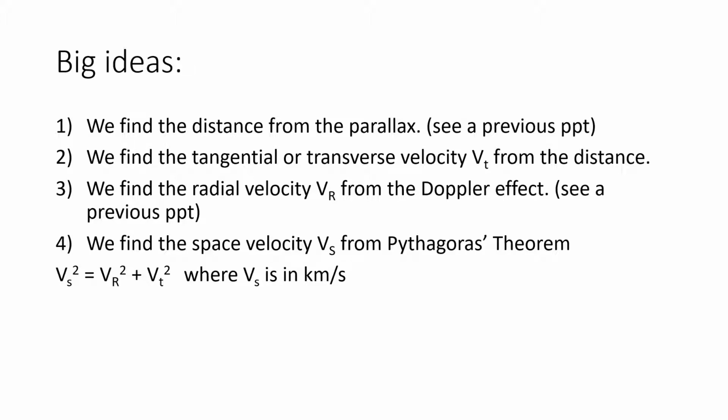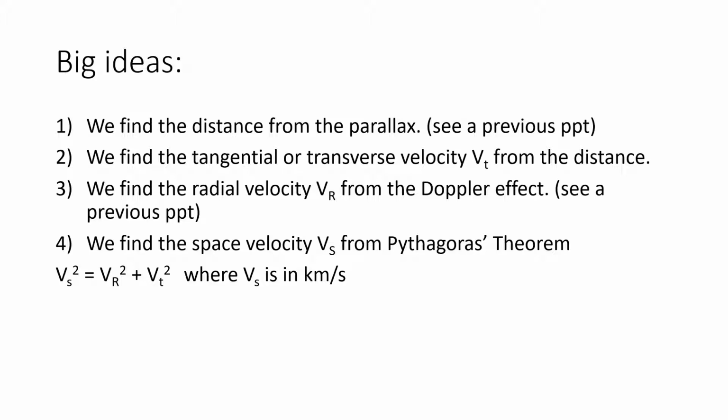So what are the big ideas here? The first big idea is that we find the distance from the parallax. If you don't remember how to do that, see a previous PowerPoint. The second big idea is that we find the tangential or transverse velocity VT from the distance that we've gotten from the parallax. The third big idea is that we need to get the radial velocity VR from the Doppler effect. If you don't remember how to use the Doppler formula, please go back and see a previous PowerPoint.